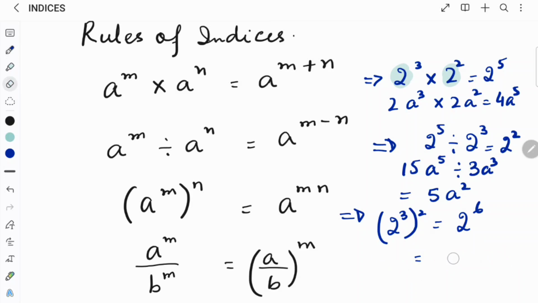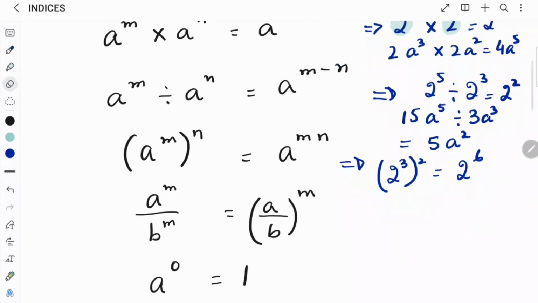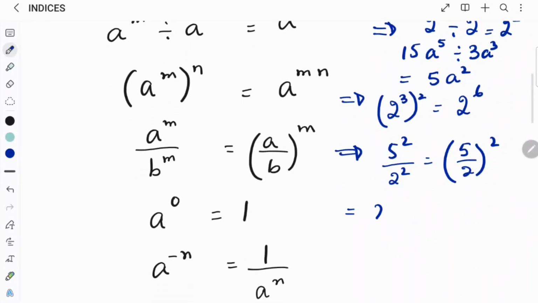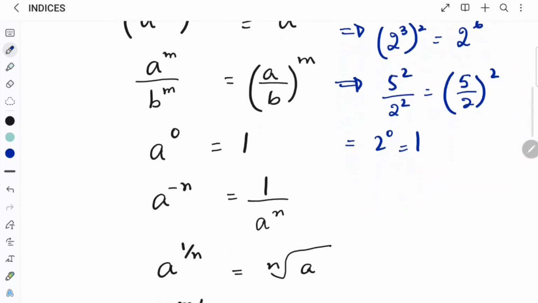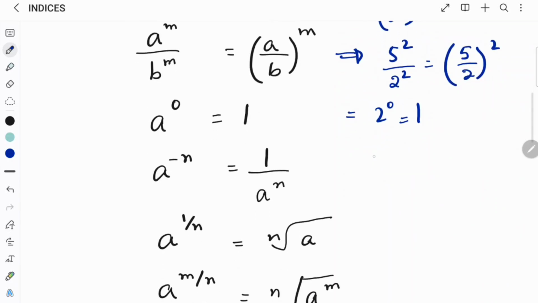All right. Then the next thing is, for example, in this question 5 square divided by 2 square, you can write down 5 upon 2 whole power 2. Any number like 2 to the power 0 is also 1. Either the number is bigger or smaller or a fraction, if the whole power is 0, the answer is 1. For example, you have 5 to the power minus 3. You write down 1 over 5 cube, which is 1 over 125.